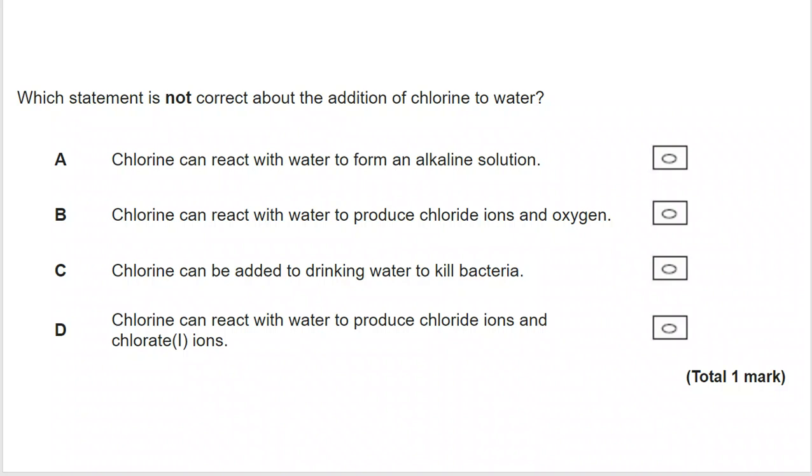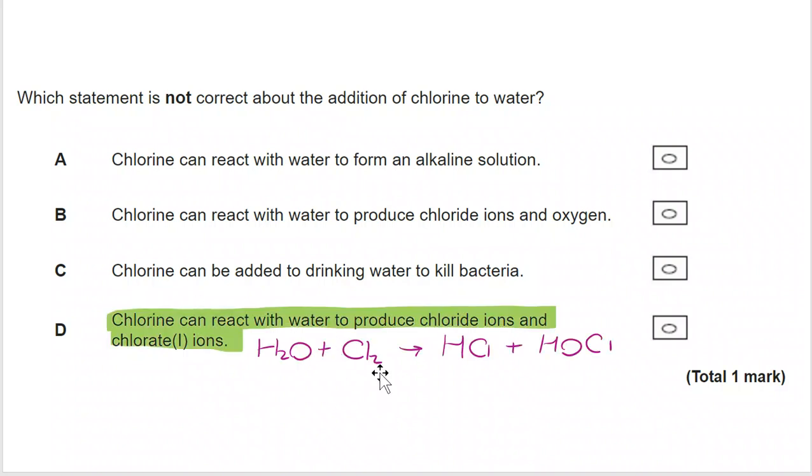We're going to start at the bottom. We've got D, chlorine can react with water to produce chloride ions and chlorate ions. Now that is true, and it's one of the equations that you are going to need to be familiar with. If I take H2O and Cl2, I make HCl and HOCl, which fits with what it says. Should of course be reversible there.